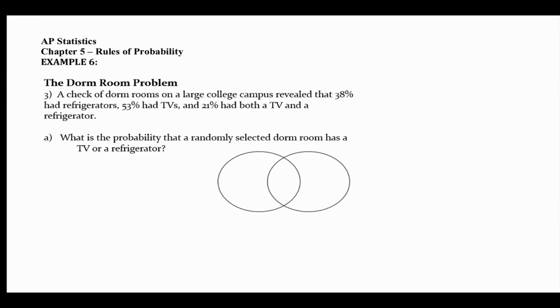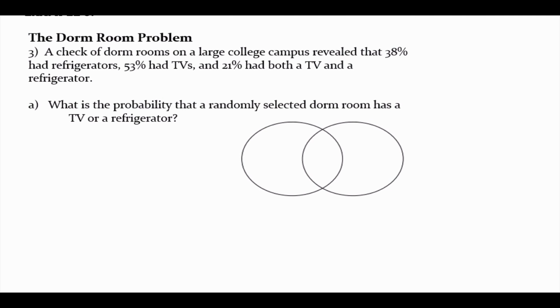Okay, so last problem. Last problem we'll do. Dorm room problem. Okay. So what I want you to do is do A. Do A right now. I'll give you a hint. You're going to use a Venn diagram.